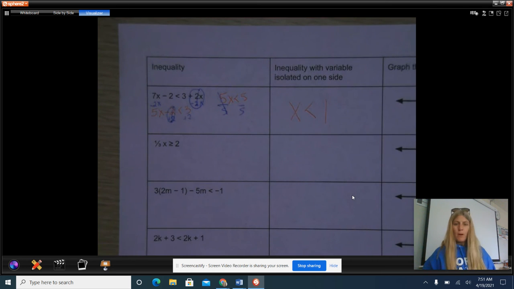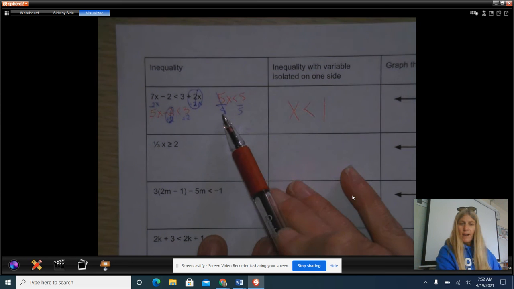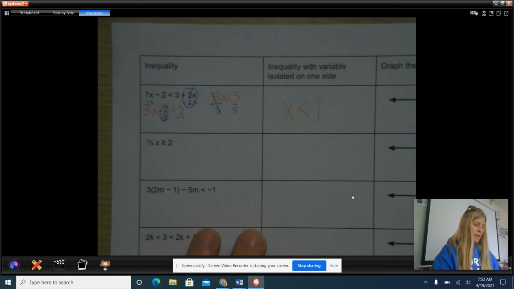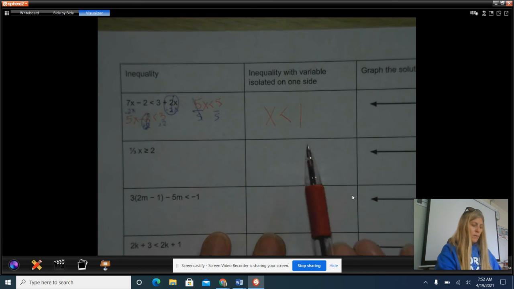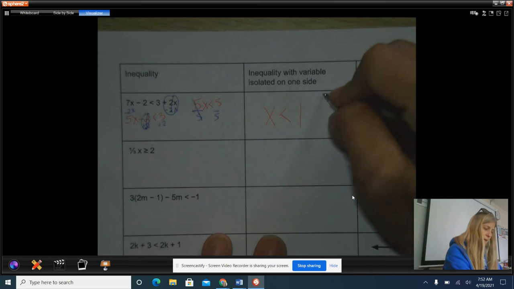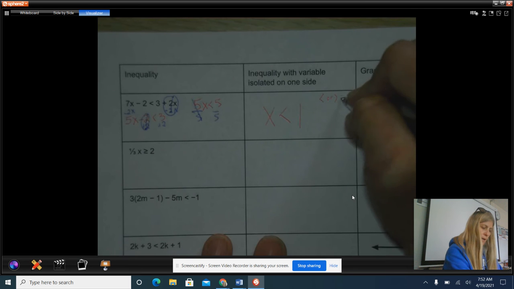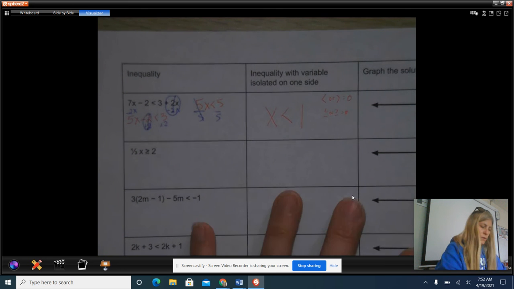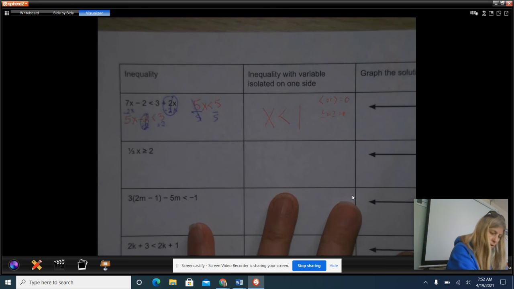Now remember, if I was dividing by a -5 instead of a 5, I would need to flip the inequality. So remember, if you're multiplying or dividing by a negative, you need to flip. Now, taking a look at this, I can see that I have a less than. Remember, if it's a less than or a greater than, I'm going to have an open circle. If it's less than or equal to or greater than or equal to, I'm going to make a closed circle at that point. So we have a 1.